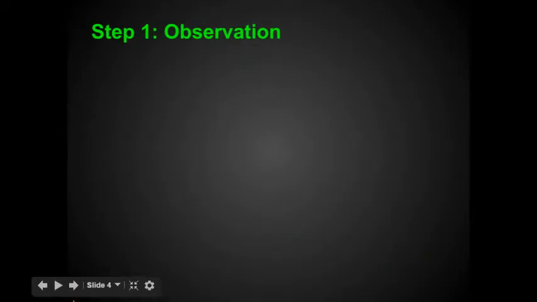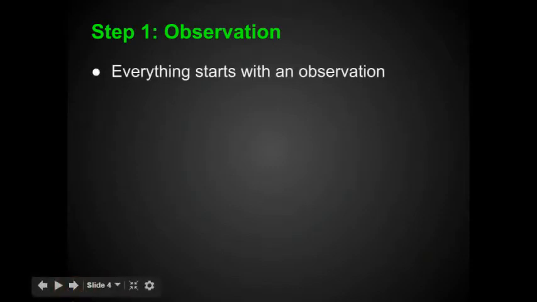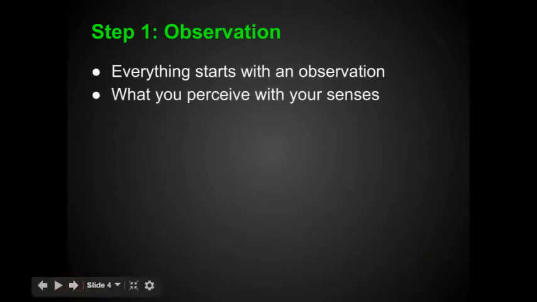The first one is observation. So every scientific experiment starts with an observation. And this is basically what you perceive with your senses, whether this is smell or taste or sight or touch. These are things that you're looking around and you're finding.